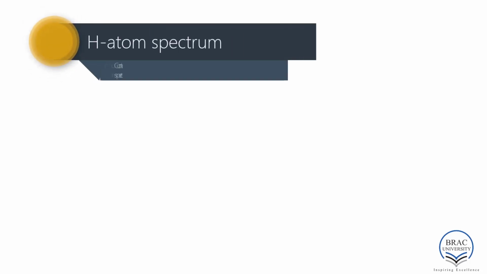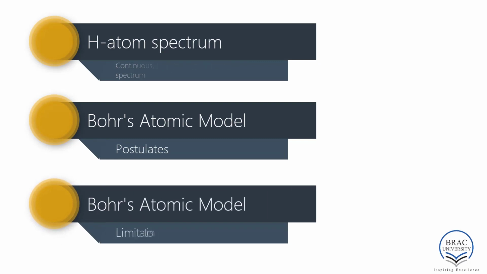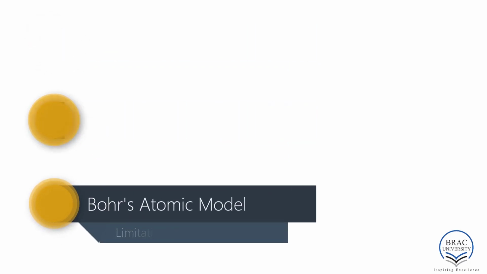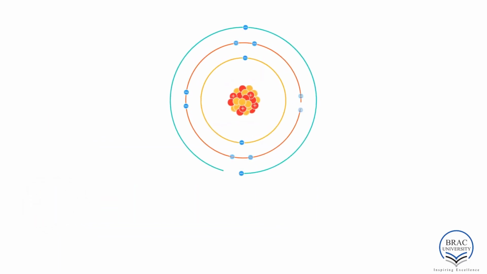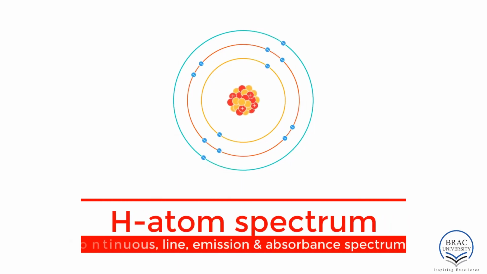In this part of the lecture, we'll be talking about the hydrogen atom spectrum, and Bohr's atomic model, its postulates and limitations. Now let's talk about the hydrogen atom spectrum.